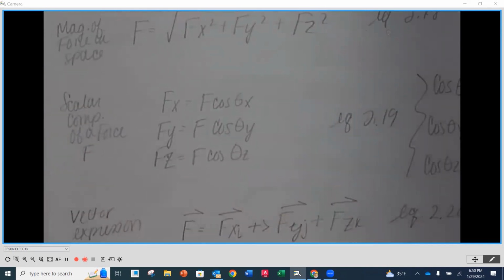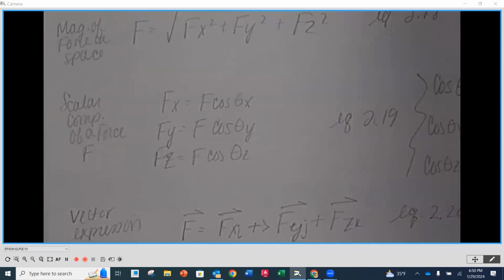This is the scalar component of each one of, or each scalar component of the force. So the x, the y, and the z. And when I say scalar, it's really just the magnitude of it. Like how long would it actually be in reference to how long that resultant force is, or F.